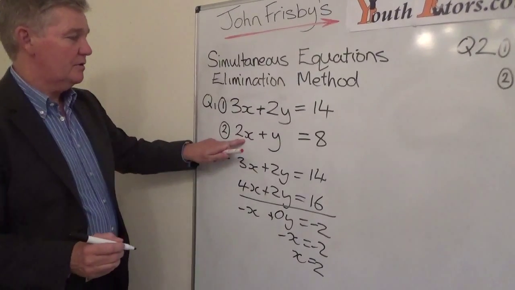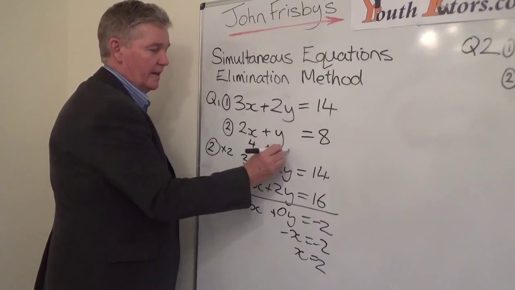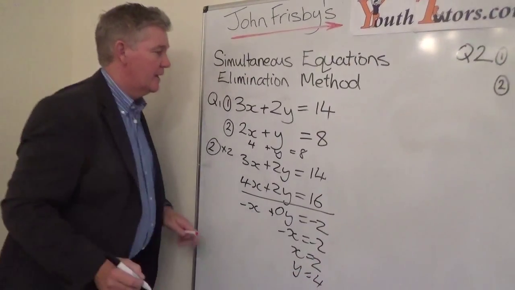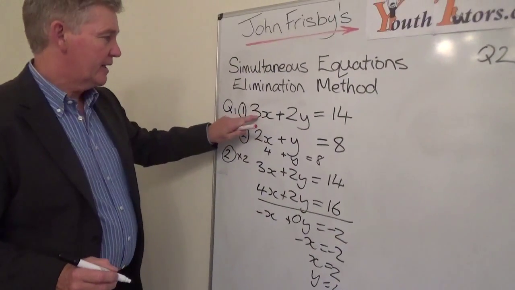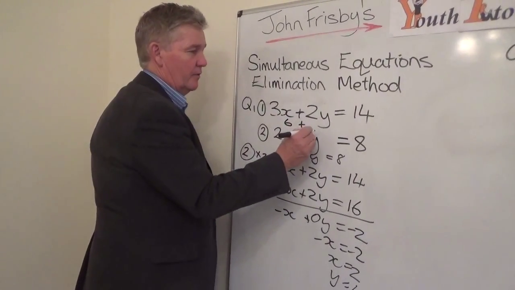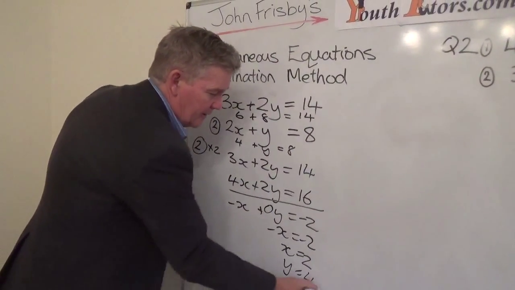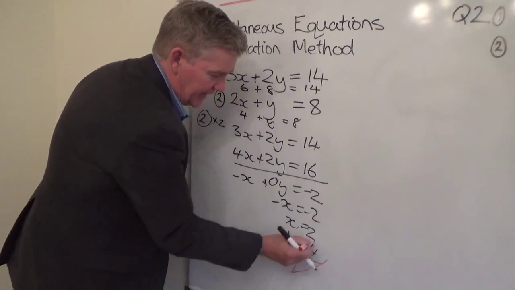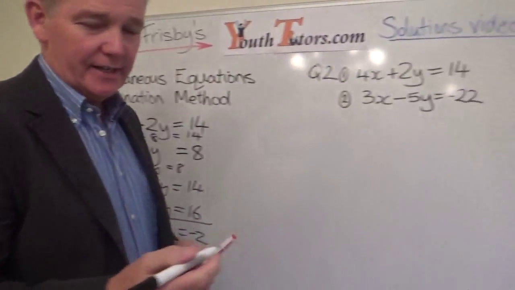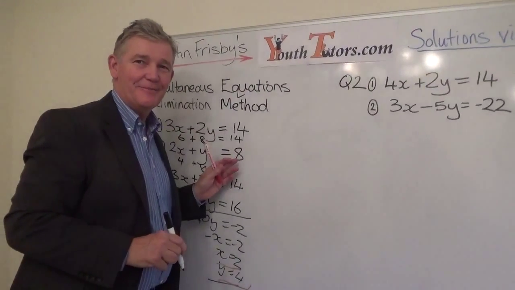If x equals 2, then we would get 2 times x is 2, 4, plus y equals 8, therefore y must equal 4. And we can check that by going into equation 1, so if 3x is 6, 2y would be 2 times 4 is 8, and that would equal 14. So this method works. X equals 2 and y equals 4. Let's have a look at a second example. Hopefully you got that one right, but if not, you can look at the method again.